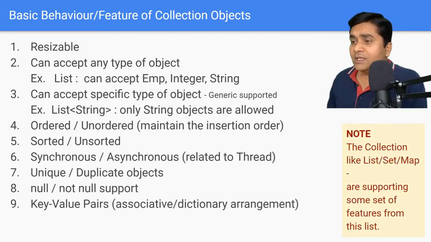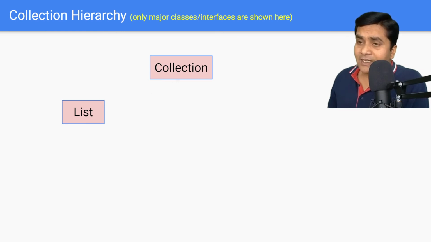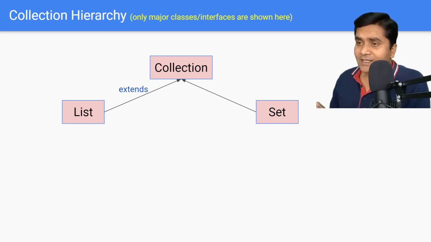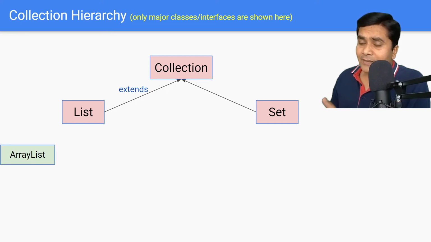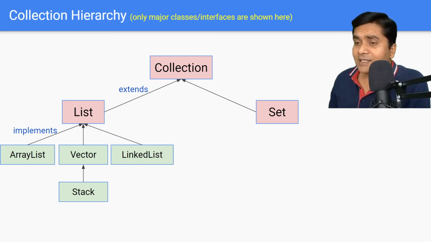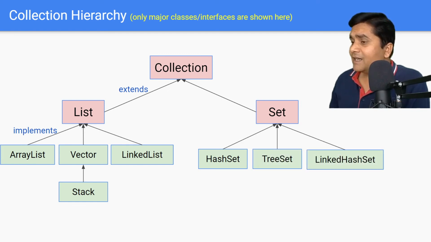Okay, now let's talk about the collection hierarchy, the arrangement inside the API. The top level interface is Collection, and List is a child interface derived from Collection, and Set is another interface extension of Collection. So there are two major categories under Collection, List and Set. ArrayList is an implementation of List, Vector is another implementation, Stack derives from Vector, and LinkedList is another implementation class of List. And when it is a Set, HashSet, TreeSet, and LinkedHashSet are the three popular implementations we have been using in projects.